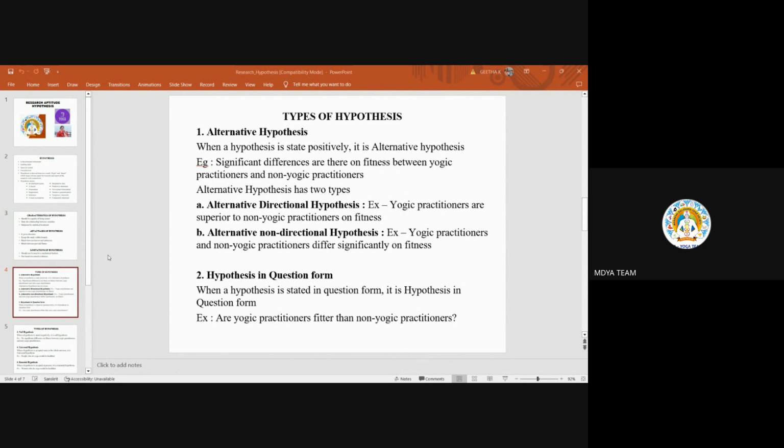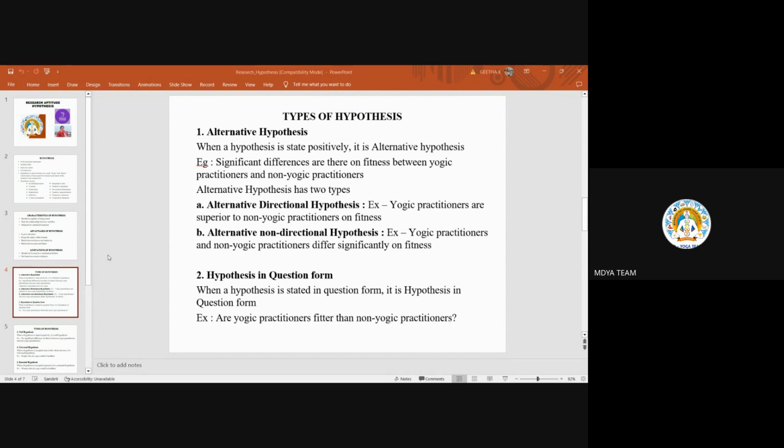So alternative directional hypothesis is another category. For example, yogic practitioners are superior to non-yogic practitioners on fitness. So it is a directional hypothesis. It is telling how it is compared, not only a simple comparison. It says how great it is, like it is comparing with qualities. That is why it is called a directional hypothesis.